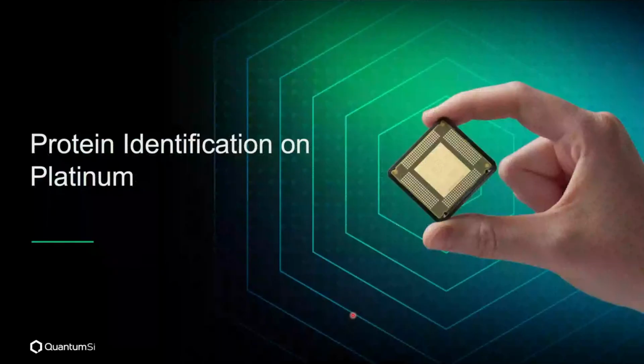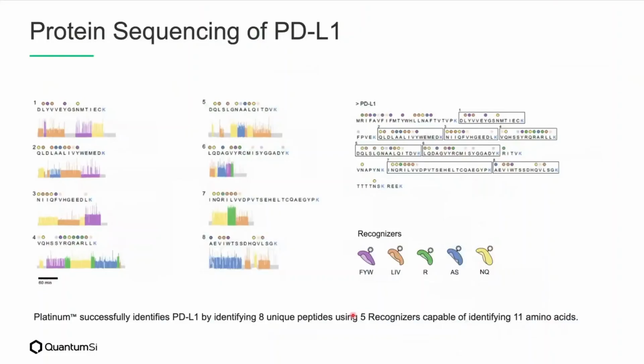So with that understanding of how single molecule sequencing works on Platinum, I'd like to now take you into a few use cases of this technology, starting with protein identification. All right, in this example, I'm starting off with a simple protein identification of the protein PD-L1, also known as programmed death ligand 1, which is a major component in the immune checkpoint pathways and is a target for immunotherapies.